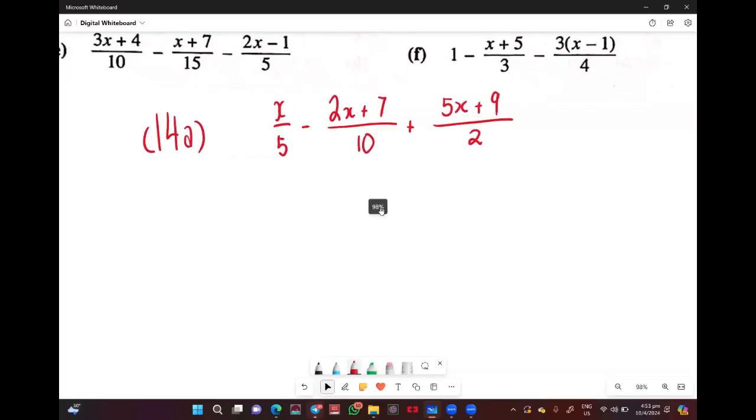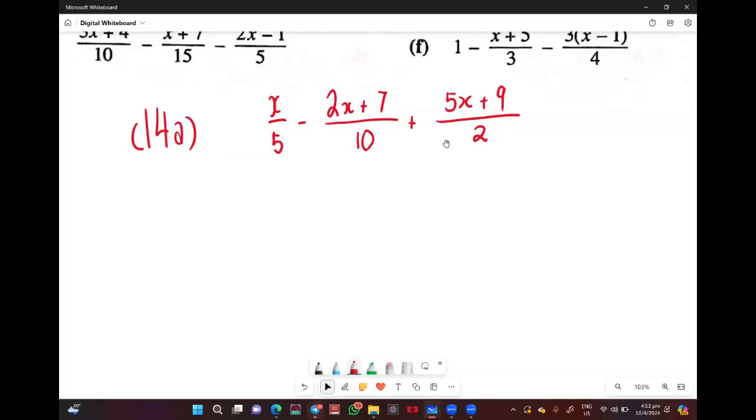When I look at this, I want to make 5, 10, and 2 the same. What is the lowest common multiple of 5, 10, and 2? 10. True? You just times 5 to this. You times 5 to this. This one, do you need to times 1? No need, because it's already in the multiple that I am looking for. You times 2 to this, you times 2 to this.